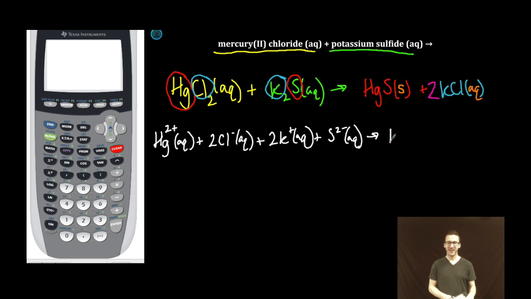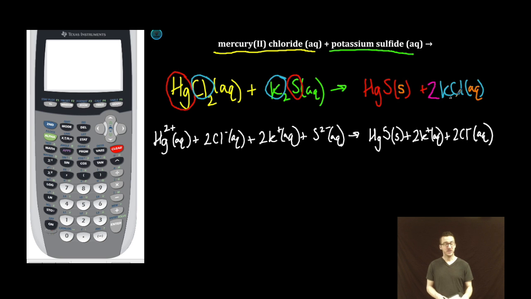Mercury 2 sulfide is not going to exist as ions, but as a solid unit. And so I'm not going to split that apart. My potassium chloride here is going to exist as potassium ions and chloride ions. Again, in this last one, even though the ratio of ions in the compound is 1 to 1, I do have to distribute this coefficient of 2. It helps us follow the law of conservation of mass.